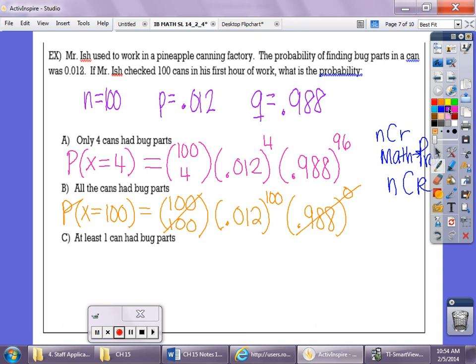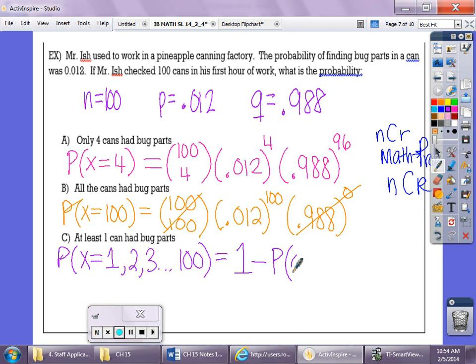At least one can had bug parts. So that would be the probability at least one. So of 1, 2, 3, all the way up to 100. So looking at that list, you'll notice that that is the same as the probability of all of them, subtract away the one and only probability not listed, which is the probability of none. So you will have to look at that sometimes and see, well, if they want us to add up way too many probabilities, that's probably not what they want. Instead, we're going to do a complement.